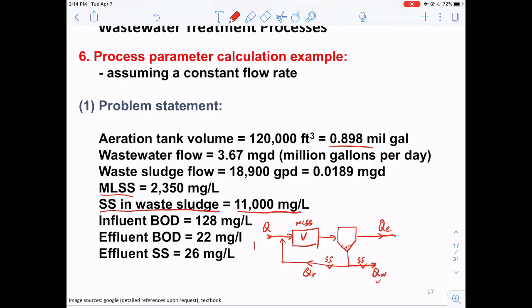So it further provides us the influent BOD here, which is at the beginning, or downstream of the primary clarifier, and then it provides the effluent BOD and also the effluent SS, or the suspended solids concentration.